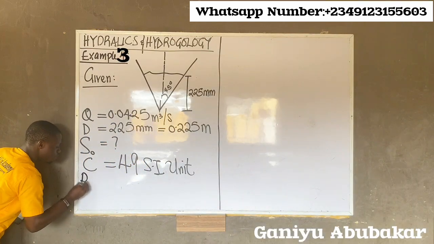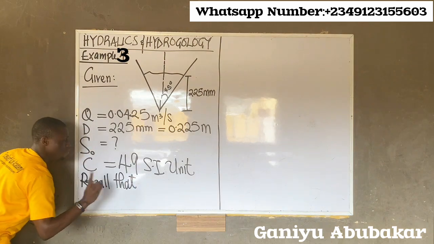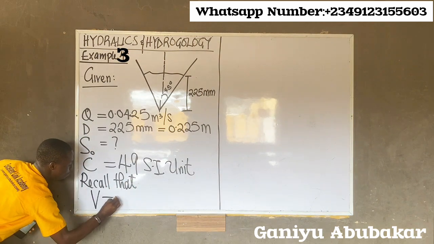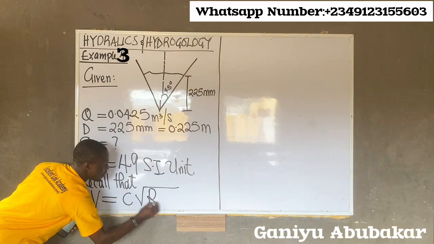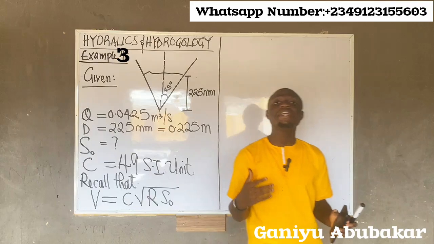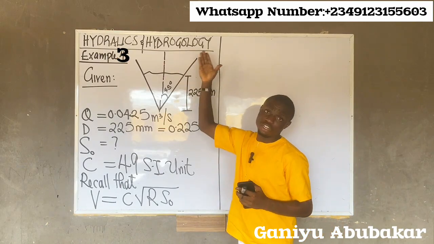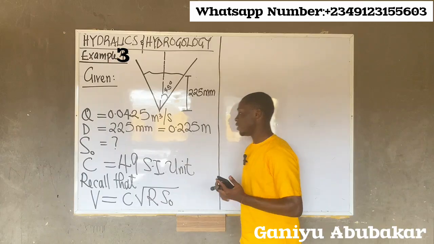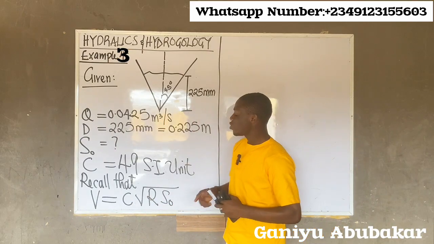So recall that for mean velocity, that's V, we said V is equal to C root R S naught. This is called the mean velocity under hydraulics and hydrology. This is the formula for mean velocity. You can see that in this mean velocity formula, S naught is there.